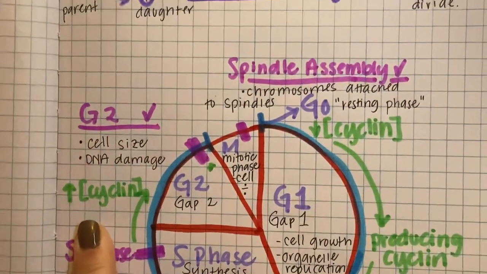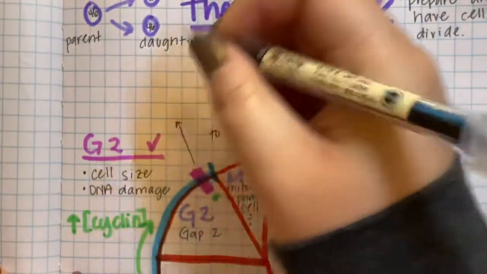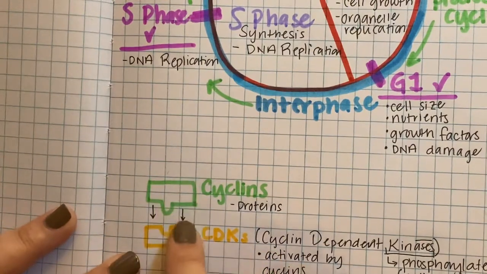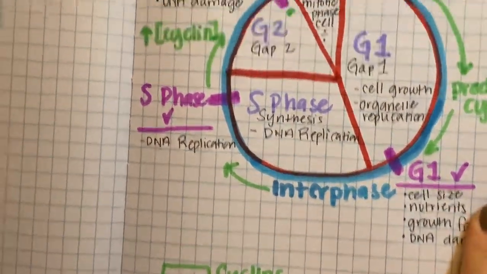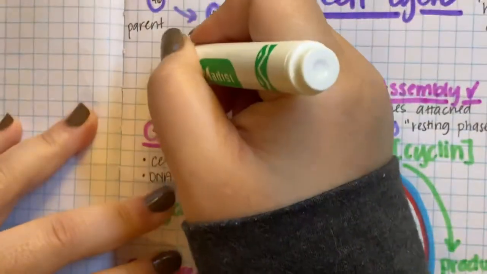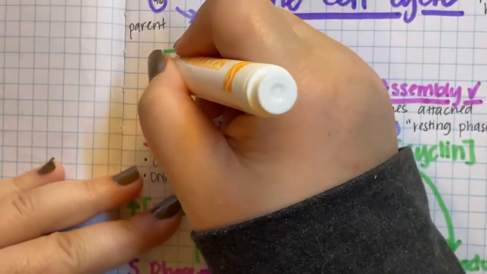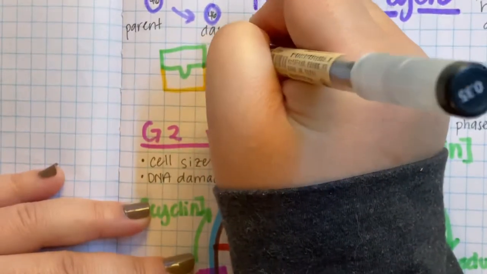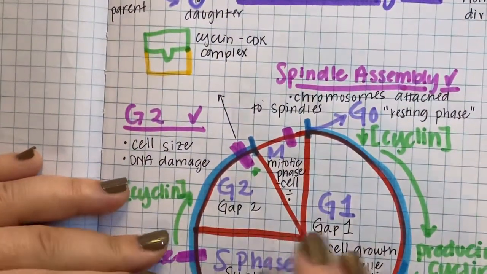When this cyclin has reached a certain concentration, I'm going to draw this up in here. Let's make an arrow. Cyclins bind to CDKs. If I have a low amount of cyclin, I have fewer cyclins binding. If I have a really high concentration of cyclin, I have more cyclins binding, so more active enzyme. Once we get to this point, you're going to have a really high concentration of these complexes where the cyclin is bound to the CDK, like so. This is called a cyclin CDK complex.